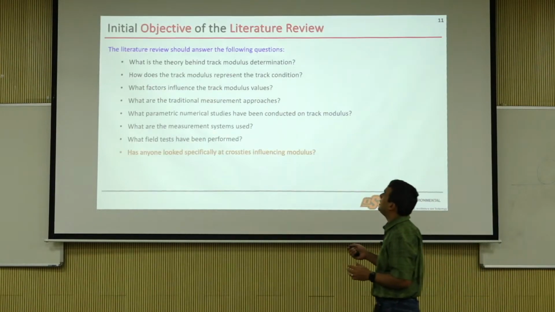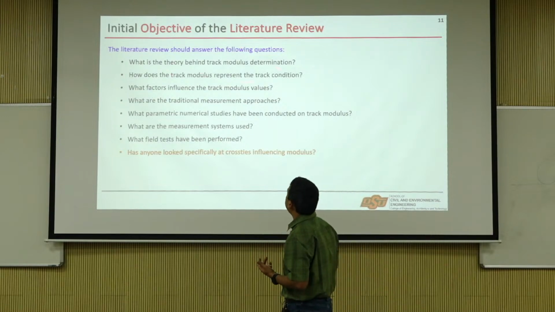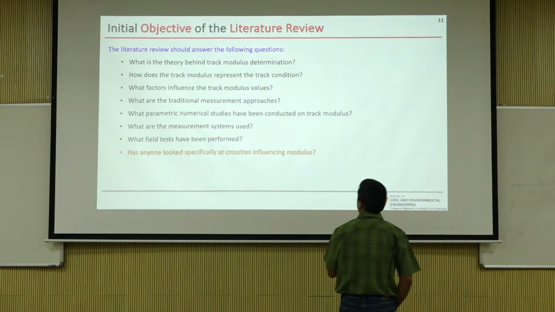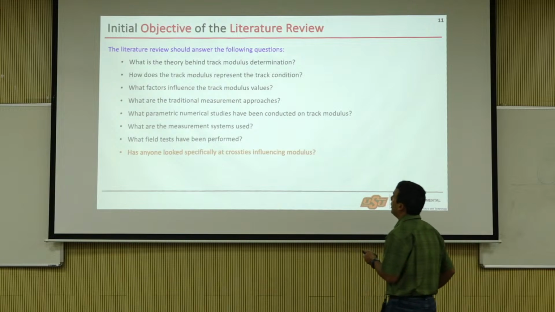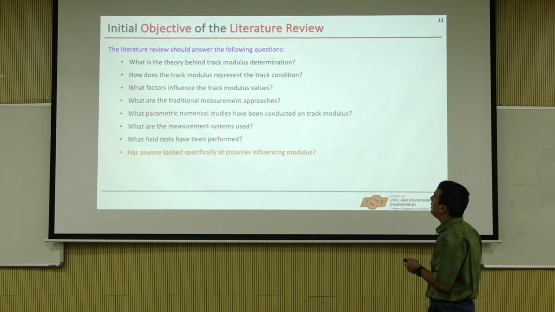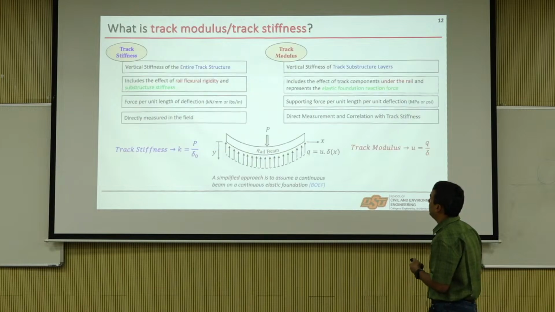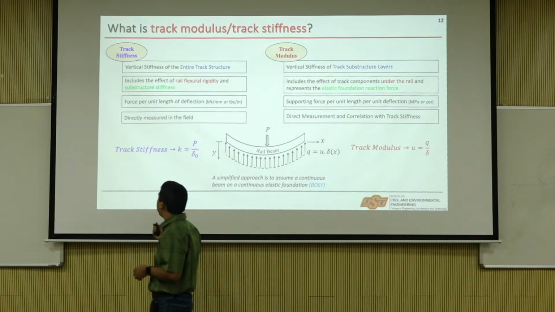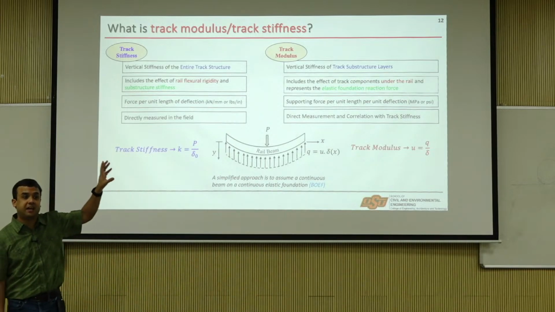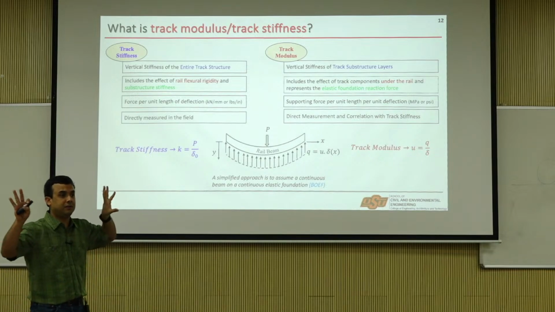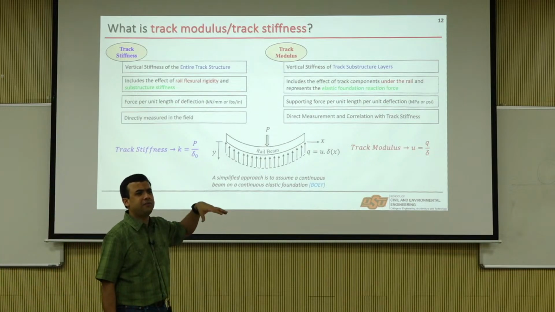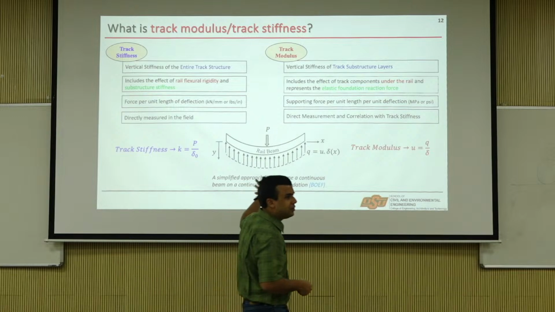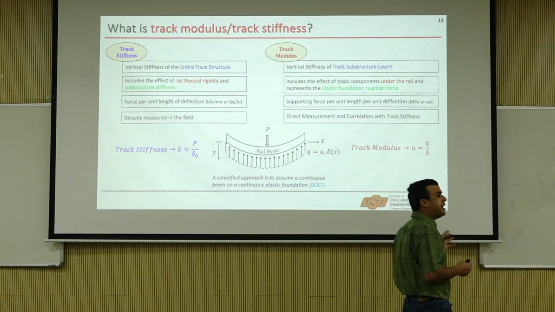So in this one, what we have done is the theory behind track modulus, how it represents track conditions, what factors influence track modulus, what the traditional measurement approaches are, what parametric numerical studies have been conducted, what the measurement systems are, and stuff like that. So this is the theory. Track stiffness, the very first class I told you this, stiffness versus modulus, and somebody yesterday or the day before during lunch was asking me about the significance of stiffness and modulus. This is where it comes into the picture as well. Stiffness is P over delta.